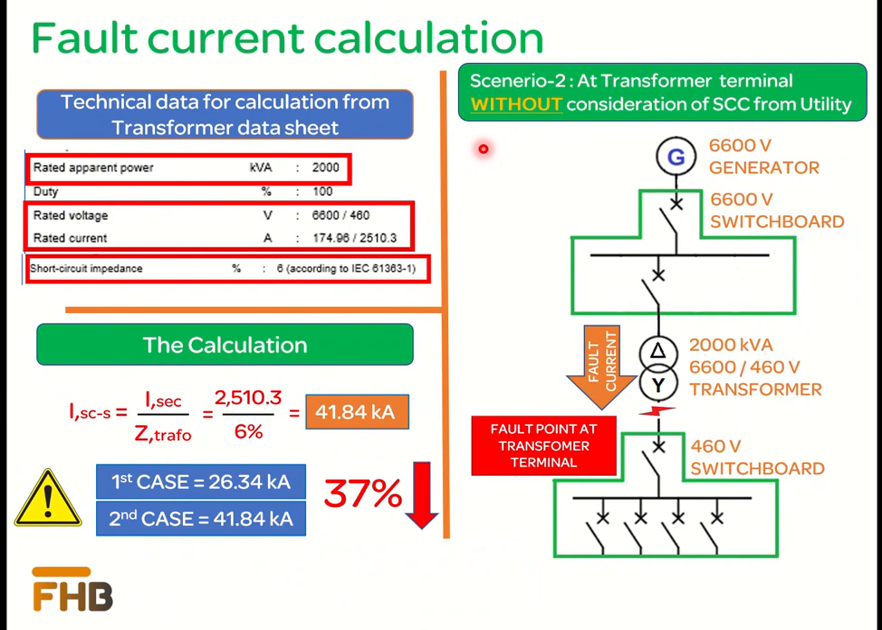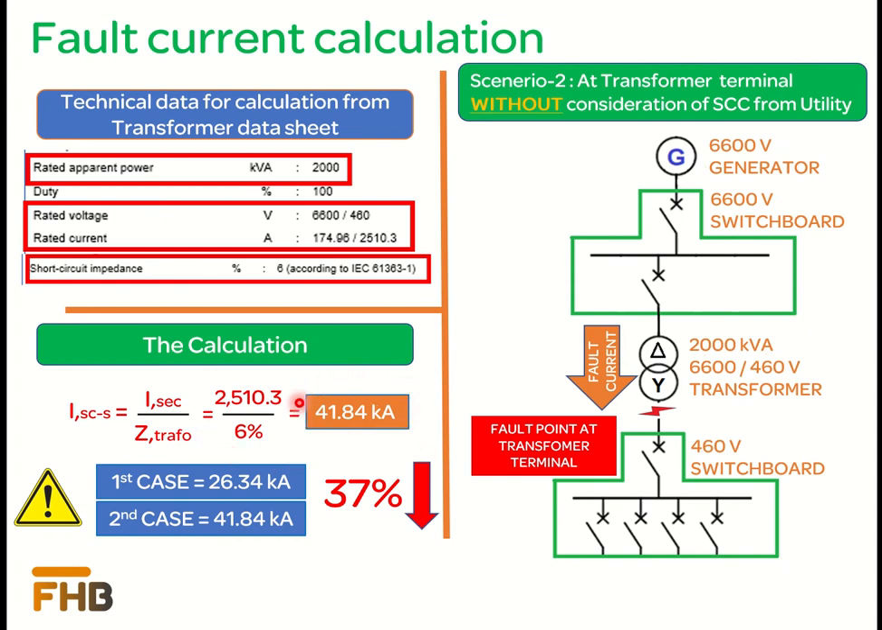We are discussing this second scenario to notice the effect on short circuit current leaving the transformer secondary side if we neglect the effect of Z utility. It is observed that sometimes the contribution of short circuit current coming from the primary side is not considered, and the value of Z utility in the equation is neglected. If we neglect Z utility, then the short circuit current leaving the secondary side of the transformer is the ratio between the transformer rated secondary current and the transformer rated short circuit impedance. In this scenario, the value of short circuit current is found to be 41.84 kiloamperes.